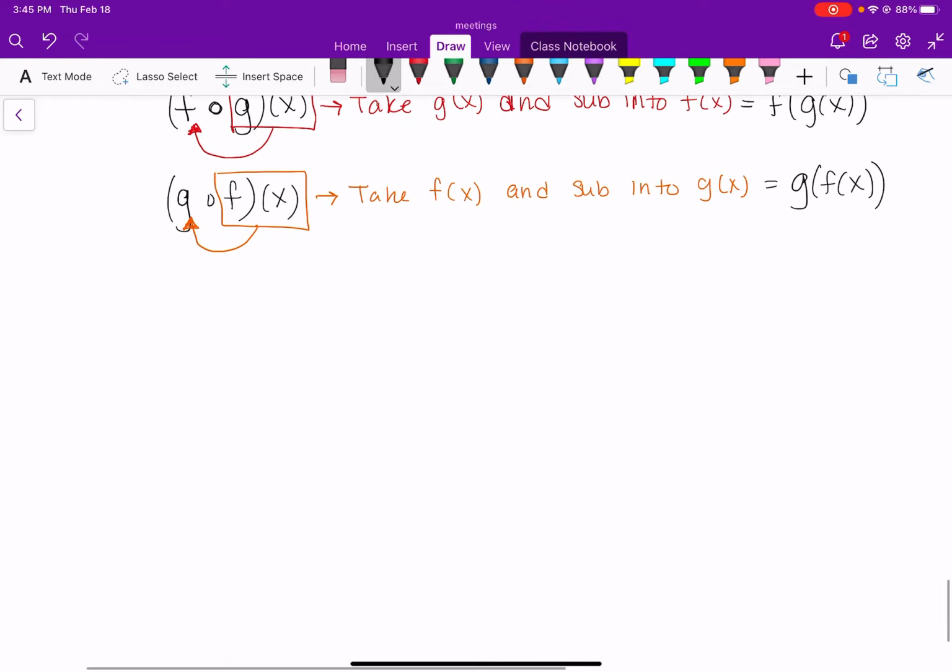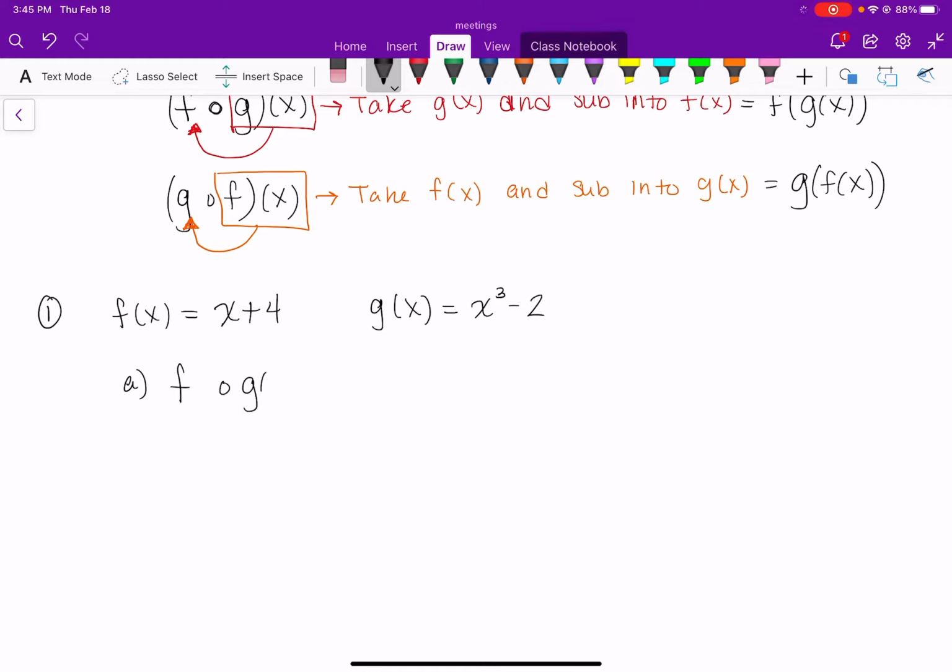All right, so we're going to do our first example here. So number one, we're going to compose f of x, which is x plus 4, with g of x, which is x cubed minus 2. So these are our two functions. We are going to do two steps. The first step is f composed with g of x. They do like to put parentheses around the f composed with g part and then the x, although the parentheses are not necessarily needed, it's just keeping them together.